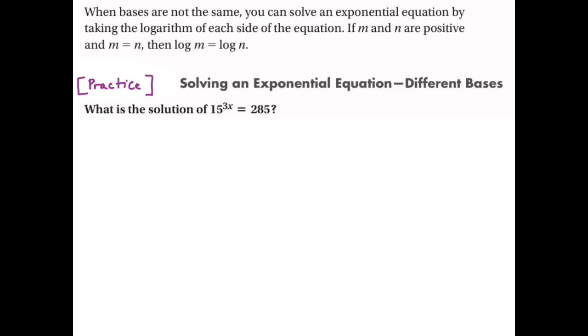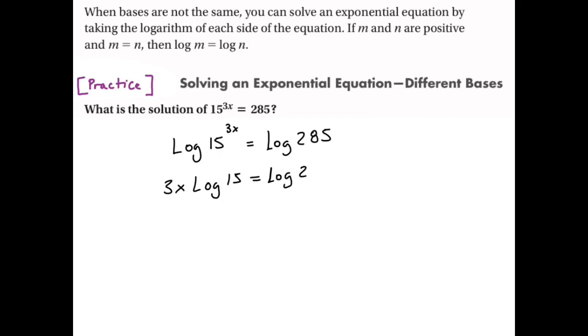What is the solution to 15 to the 3x power equals 285? In this case, I couldn't figure out a way to make 15 and 285 have an exponential with the same base. So now I'm going to have to use logs. So we'll write this as the log of 15 to the 3x power equals the log of 285. And keep in mind, we can rewrite the left as 3x times the log of 15 equals the log of 285.